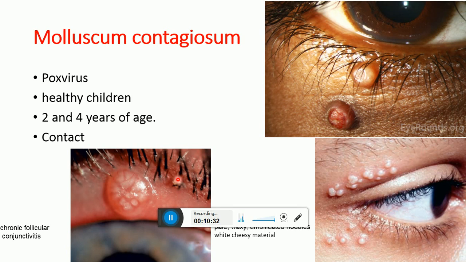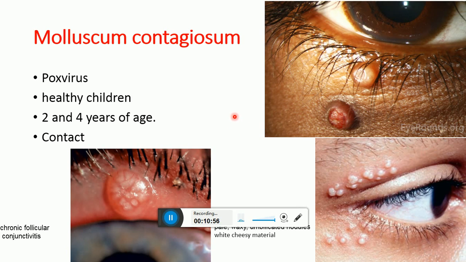may shed virus into the tear film and give rise to a secondary ipsilateral chronic follicular conjunctivitis. So unless the lid margin is examined carefully, the causative molluscum lesion may be overlooked.